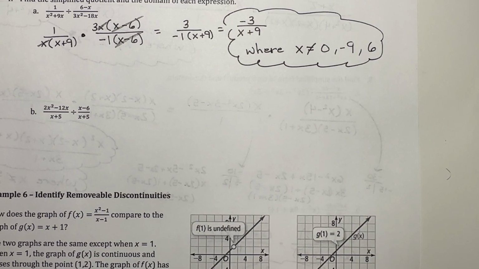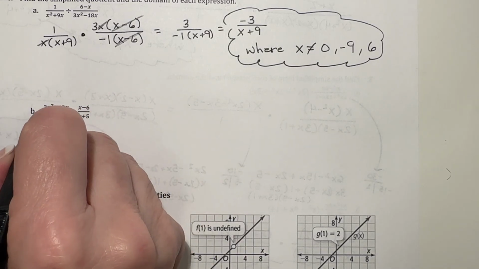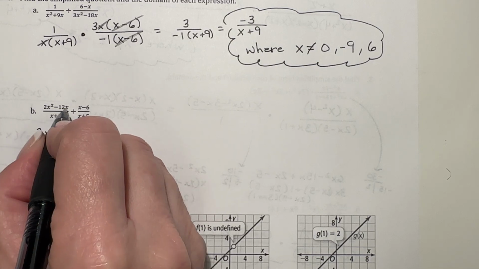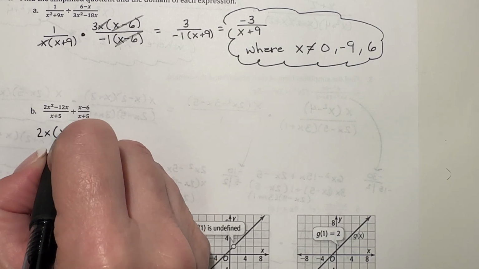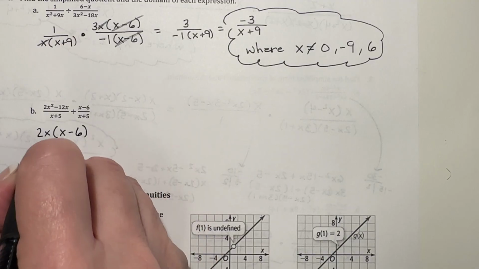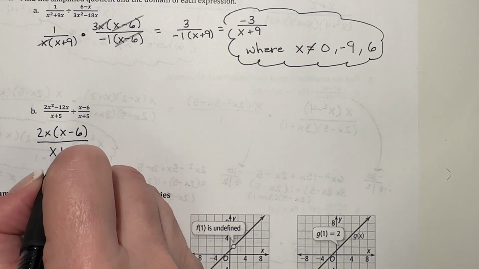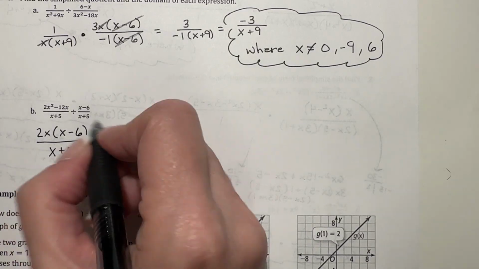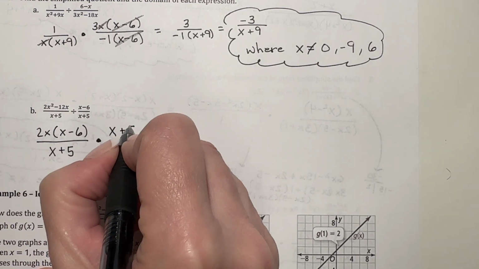Okay, let's try one more. And again, if you don't need this, you can skip over it. Most people need to see it, so I'm just going to walk through it. The top has a 2x in common, leaving me with x minus 6. Down here on the bottom, I've got x plus 5. Okay, change the division sign to multiplication and flip your second term.